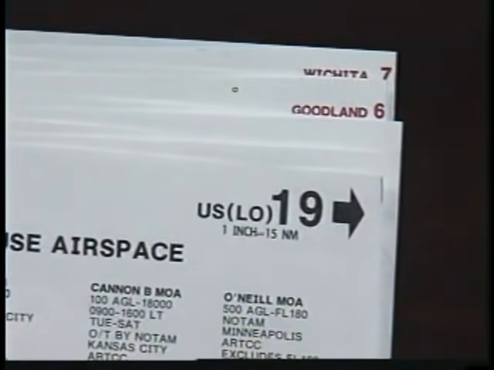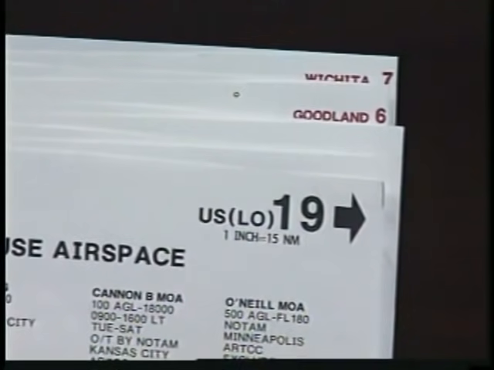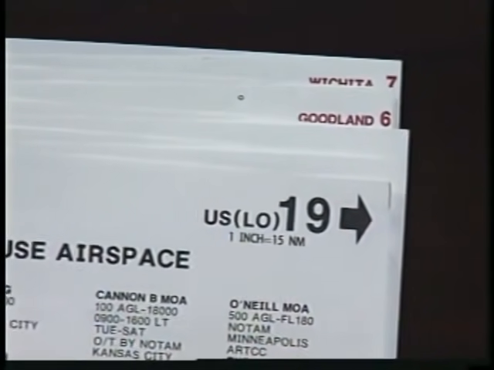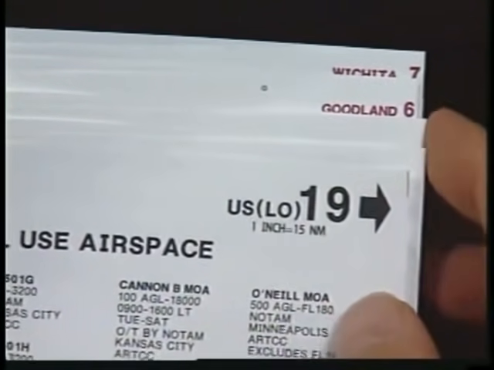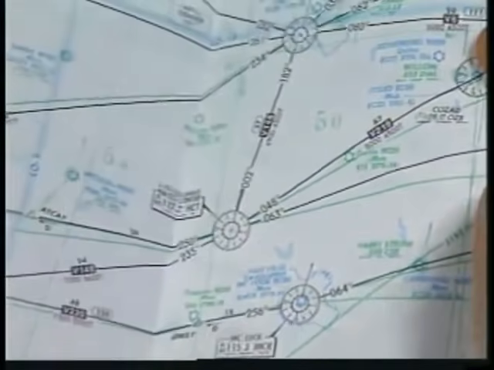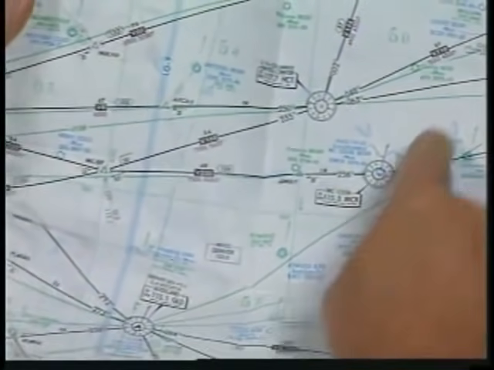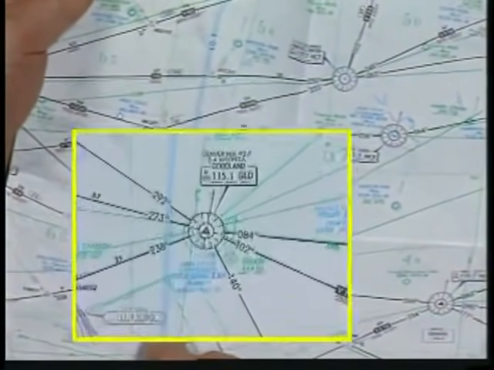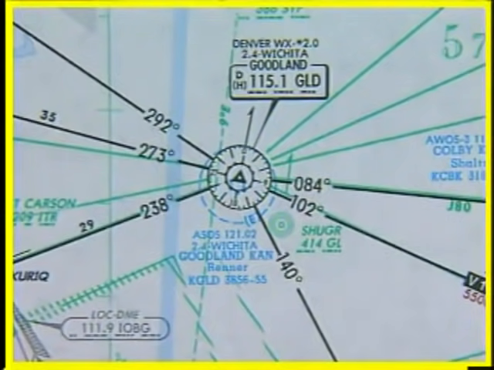On the back panel, you can use a feature called ZigDex, or Zigzag Index, to locate major cities. For example, Goodland is located on panel 6 of the U.S. low 19 chart. To find the city, open the chart to panel 6.